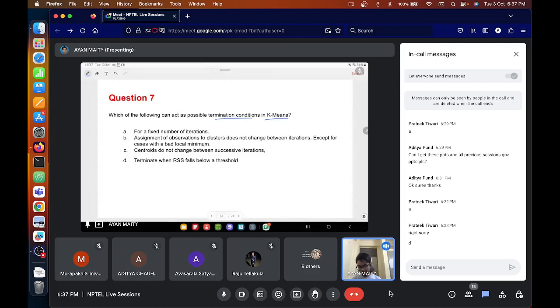Option D says terminate when RSS, or residual sum of squares, which is basically the squared error from the centroid to all the other points, basically the sum of distance from the centroid to all the other points, falls below a threshold. So these are the four options, and multiple options may be correct here. Which of these are possible termination conditions?